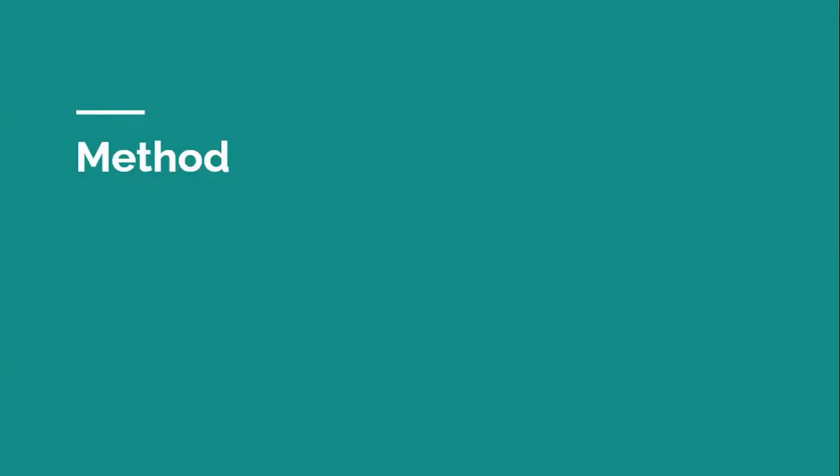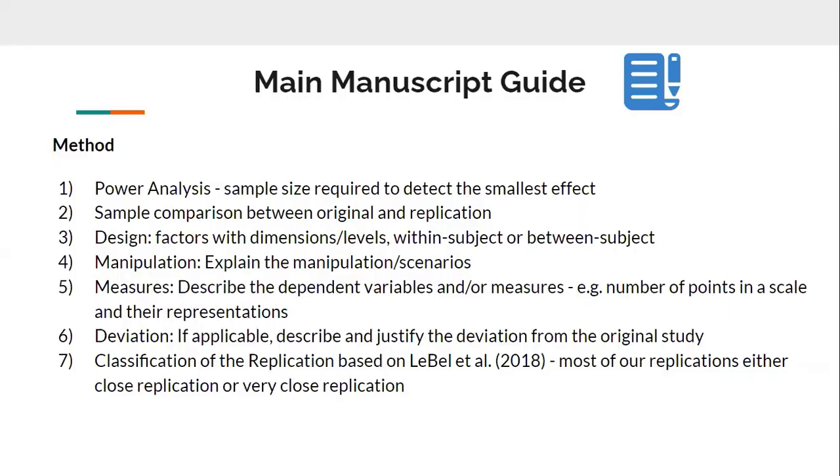Now the second part, I'll discuss the method. Now we move on to the method. The method section consists of a section on power analysis, which is to determine the sample size required to detect the smallest effects in the original article, the study we plan to replicate. This is followed by sample comparison between the original and the replication.